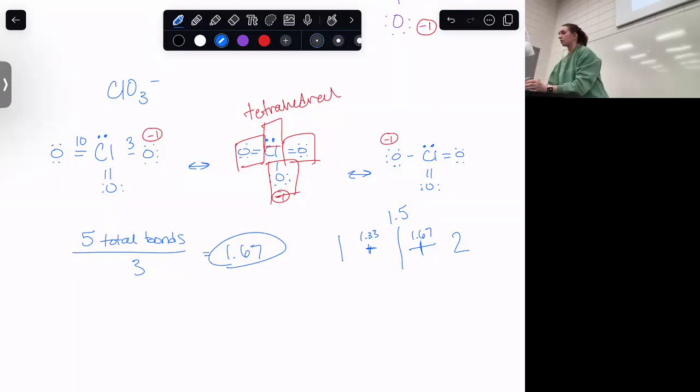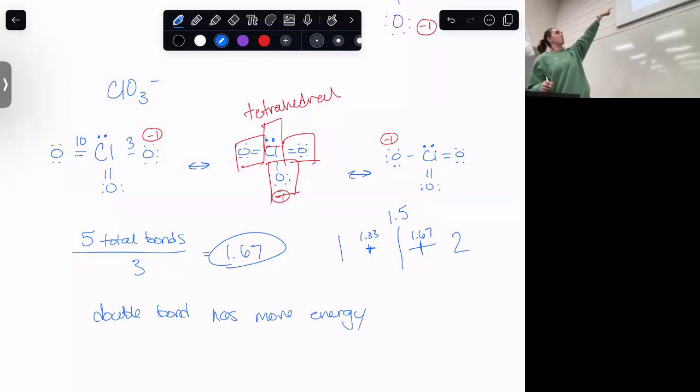All right, and what has more energy, a double bond or a single bond? A double bond has more energy, right? So if we have this 1.67 bond length, that's saying that it's acting like a 1.67 bond. So it's going to require less energy to break than if it were a double bond.